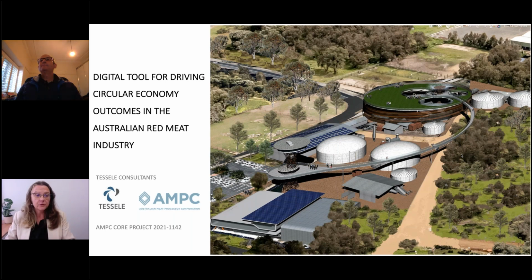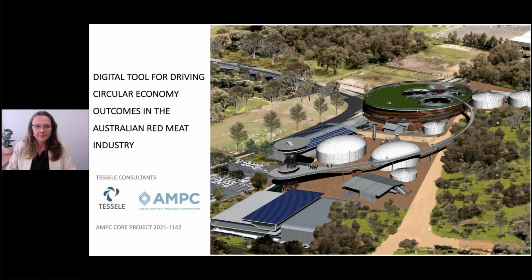Today I'm going to talk to you about the result of about 18 months of work we are developing with AMPC. We have developed from there a model based on several case studies that we've been assessing in the red meat industry. So the idea really is to start driving digital circular economy in the red meat industry and make it more feasible for people to assess the potential of what they could produce.